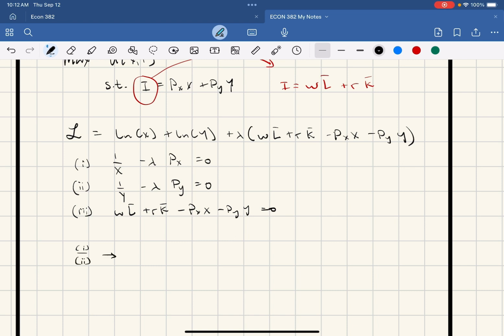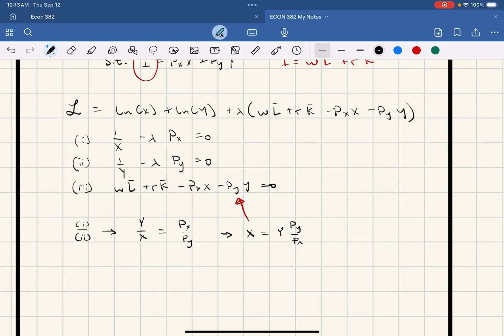So those are our 3 first order conditions. We'll divide the first by the second, and eventually we can solve for Y over X is equal to PX over PY. All right? And so then this implies that X is equal to Y PY over PX. This is what we're going to plug into the third first order condition. And solving that out, we can find that Y star is equal to their income over 2 times PY. And this shouldn't look too foreign. In a Cobb-Douglas, we get income over 2P, which is exactly what we have right here. So that shouldn't be too foreign for us there.